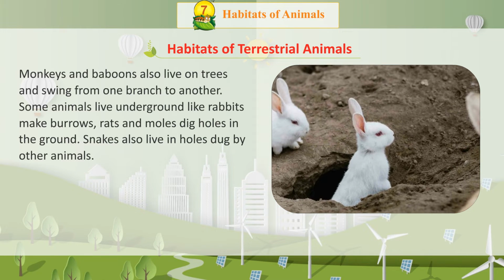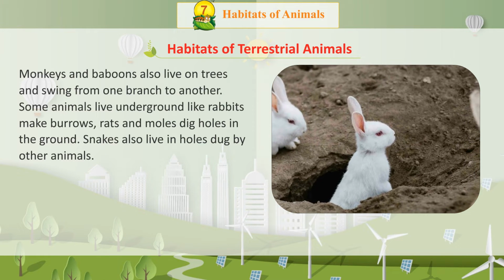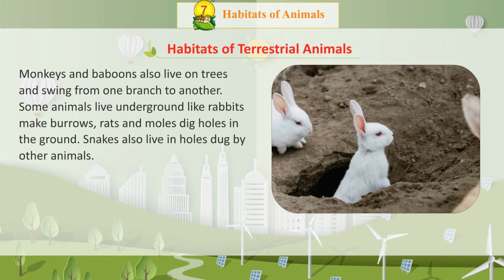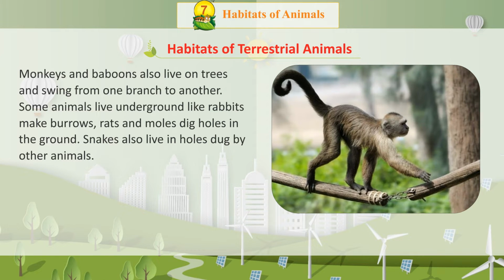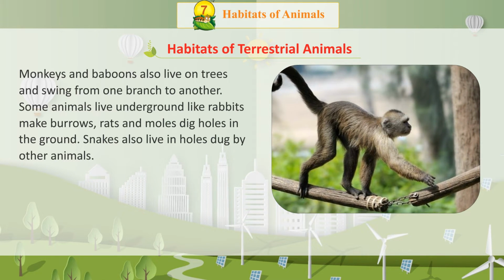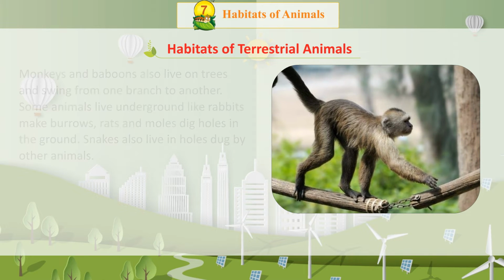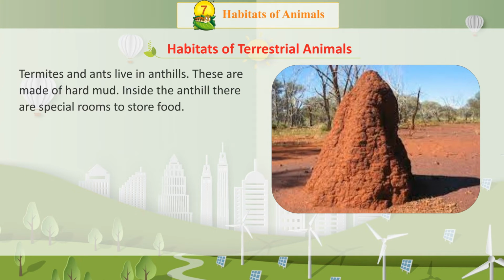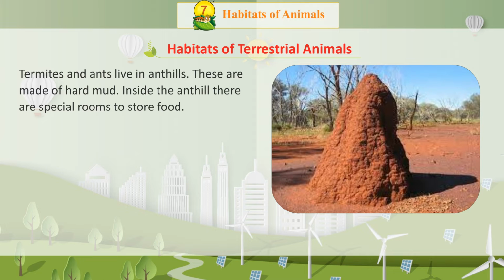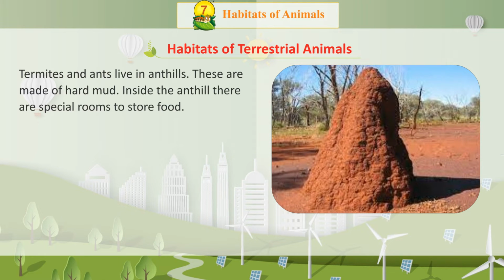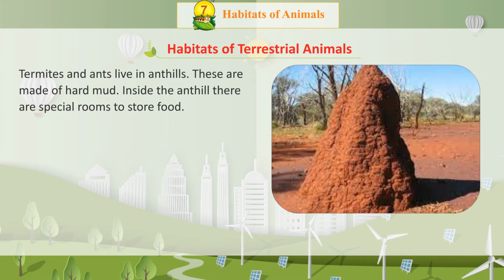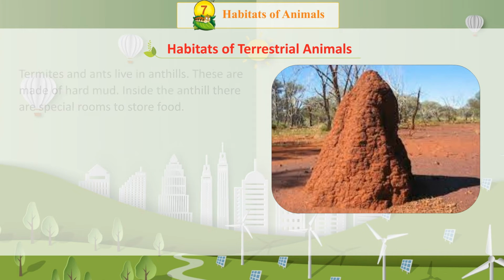Some animals live underground, like rabbits make burrows, rats and moles dig holes in the ground. Snakes also live in holes dug by other animals. Termites and ants live in anthills. These are made of hard mud. Inside the anthill, there are special rooms to store food.